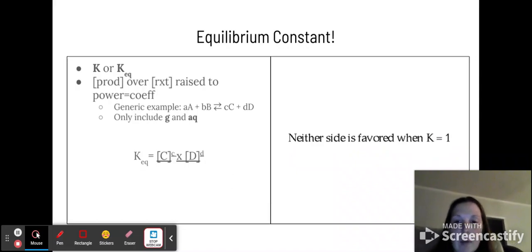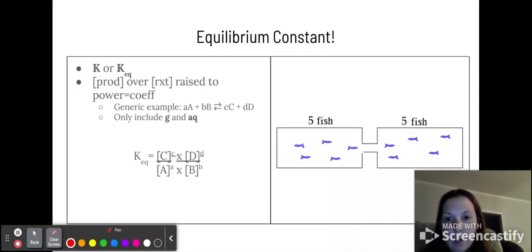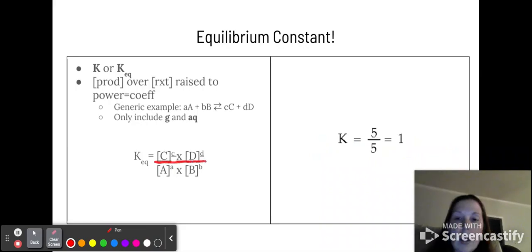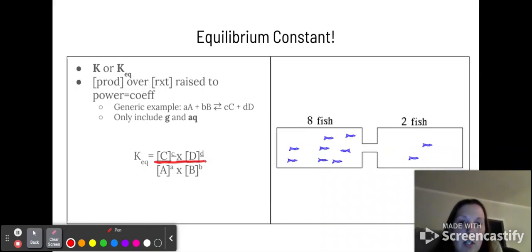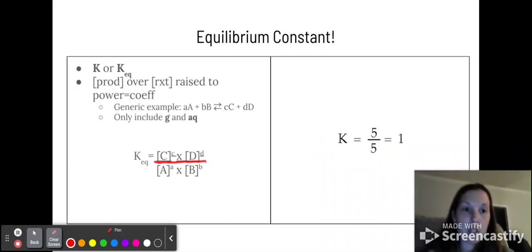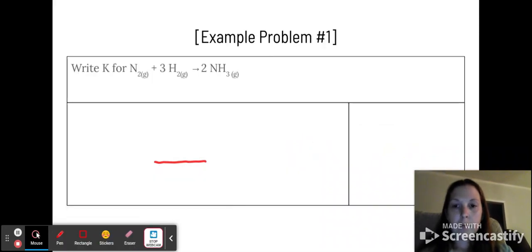So we would write this, it's a little bit neater. KEQ is equal to concentration of C raised to the c power times concentration of D raised to the d power, because those are our products, over concentration of A raised to the a power times concentration of B raised to the b power. So now let's do this one together.